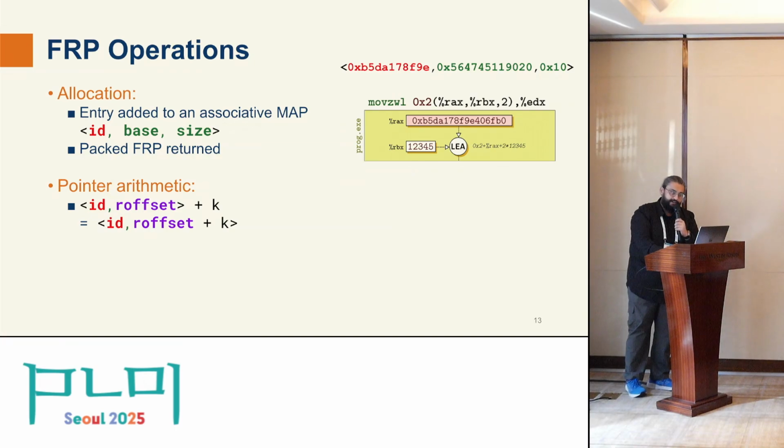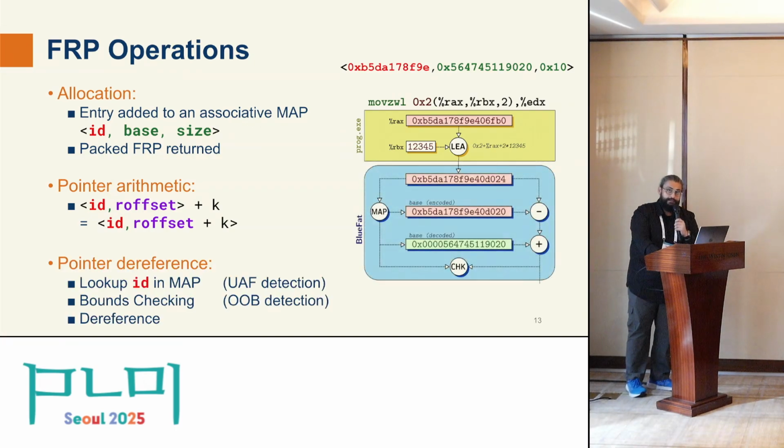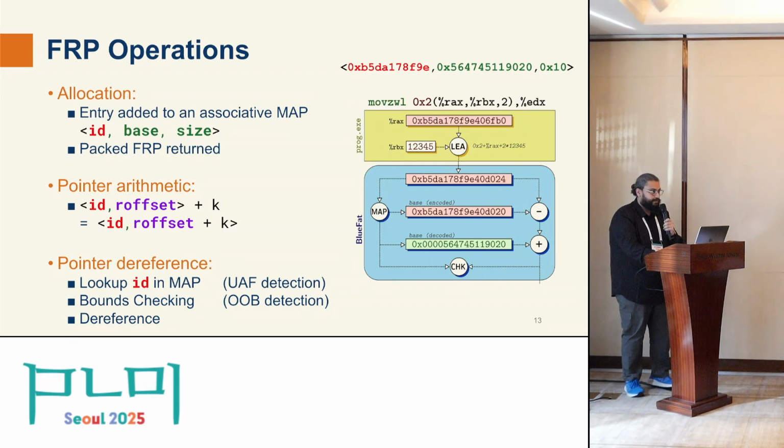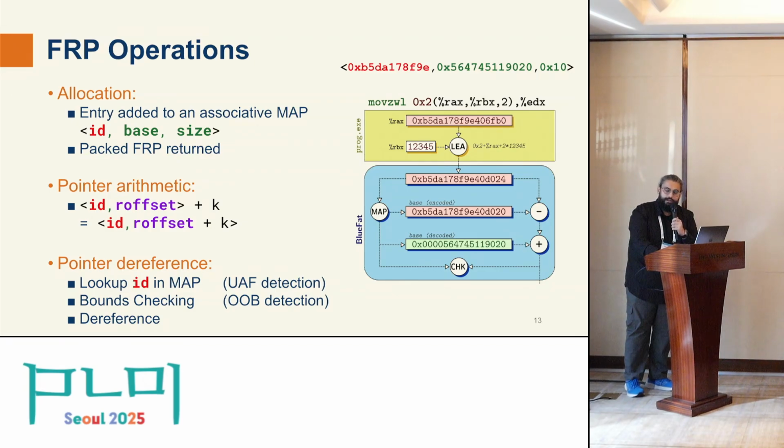As for pointer dereference, when a pointer is dereferenced, the system first looks up an ID in the map. If the ID is missing, we detect use after free. Then we perform a bounds check. And if any out of bounds accesses are caught, we raise an error. If both of these checks pass, only then do we allow the dereference to proceed as normal.